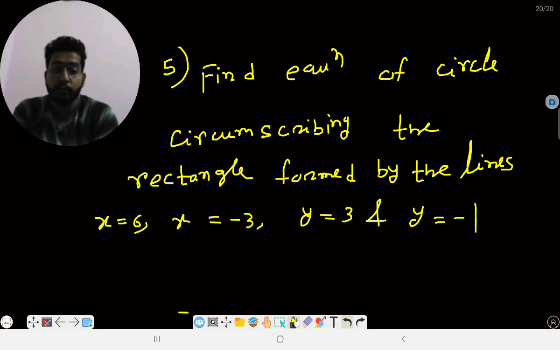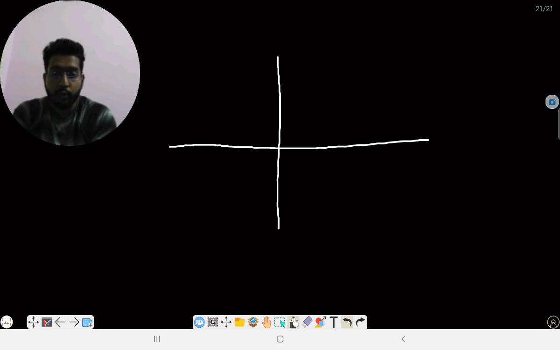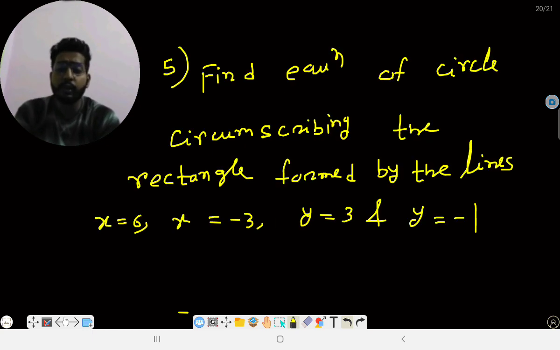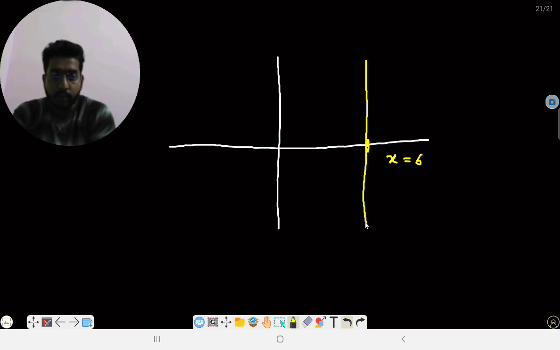Now how to do this one? First, try to draw the figure properly. Same as before, first take the x-axis and y-axis. Suppose one is the y-axis and the next one is the x-axis. The first value given is x equals 6. Suppose this is x equals 6, and the line will look like this, a straight line.